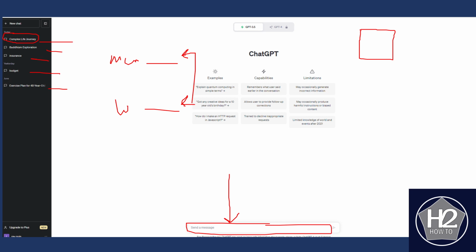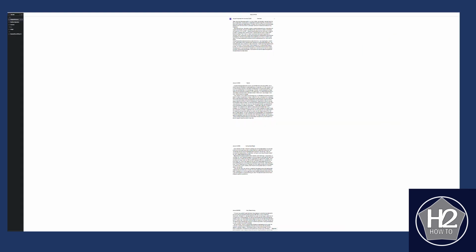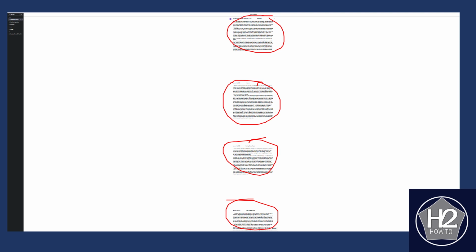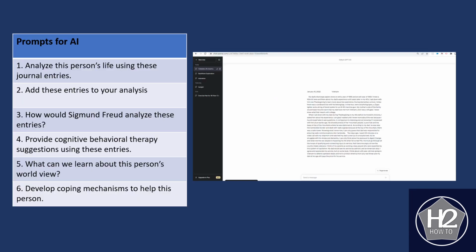So I first said analyze these journal entries, and then I added more, and I gave it the prompt, add these journal entries, and then add these journal entries. I kept giving it that prompt, and then I asked it to summarize. Now we could see here, this is what that chat looks like, and I minimized it because a lot of this is personal. So here we see one day, another session, we see 4 sessions, and I asked it to analyze these. These are some of the prompts that I gave it. Analyze this person's life using these journal entries.